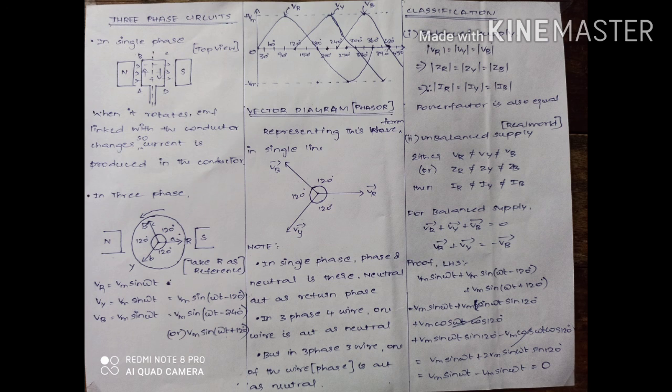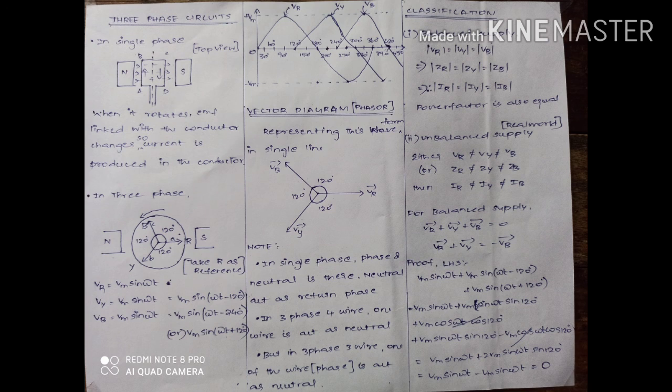Classification. Three-phase circuits are classified into two types: balanced supply and unbalanced supply. In balanced supply, the voltages induced in the three conductors are the same and the loads connected to the circuits are also the same. Then the currents flowing through the loads are the same, and the power factor is also equal in all three conductors. It is known as balanced supply. In unbalanced supply, either the magnitude of voltage is different or the load connected to the phase is different. Then the current produced in the conductor is also different.